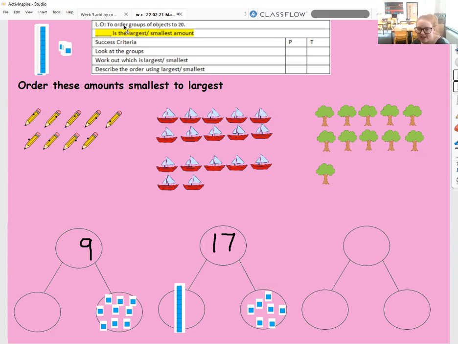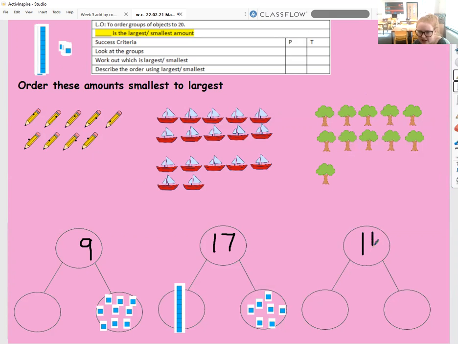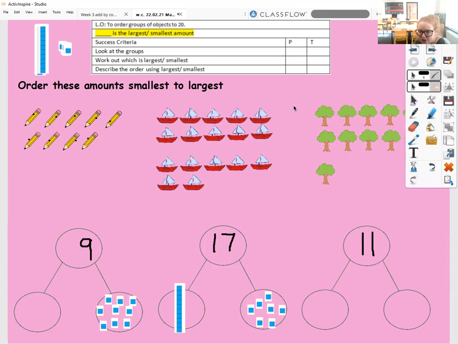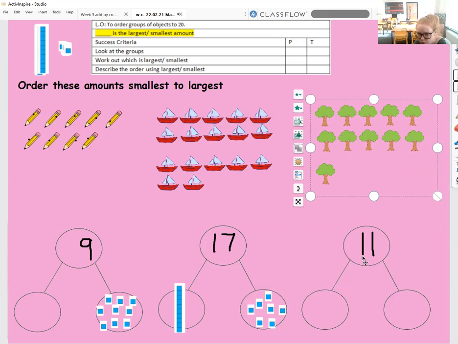Okay, let's look at our trees now. How many trees do I have? I've got 1, 2, 3, 4, 5, 6, 7, 8, 9, 10, 11. I have 11 trees. I want to split 11 into two parts. So first of all, I want to split it into its 10s. So how many 10s are there in 11? Well, let's see. I can see 1 10 here.